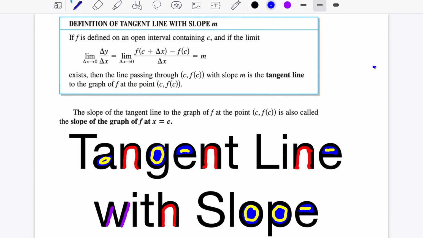Welcome back to another video. Here we're looking at a tangent line with slope m, as you can see here. So we're working out a Calculus 1 problem.